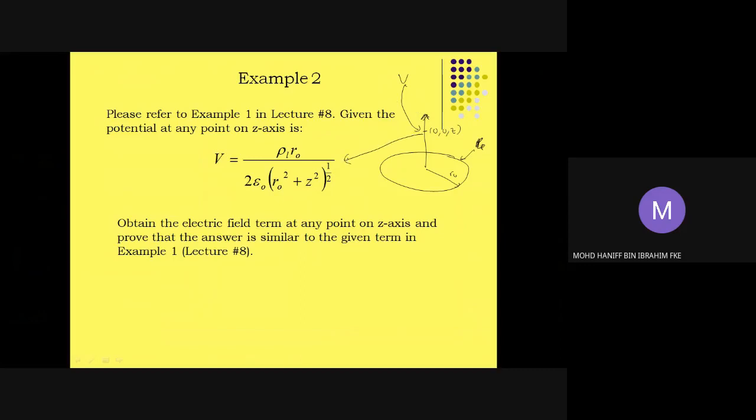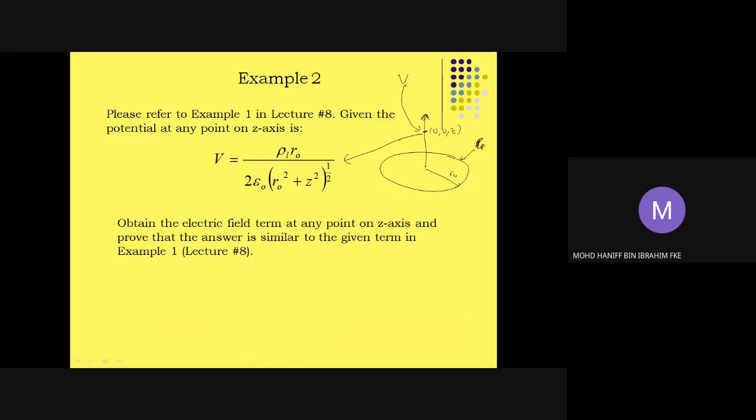Rho L, R naught. R naught is the radius, rho L is the charge density of the ring. Z is the position on the z-axis. So basically, Z is a variable, any point on the z-axis.